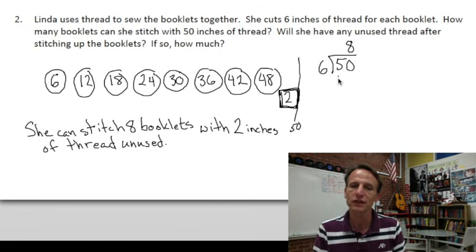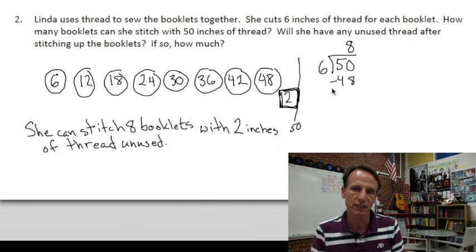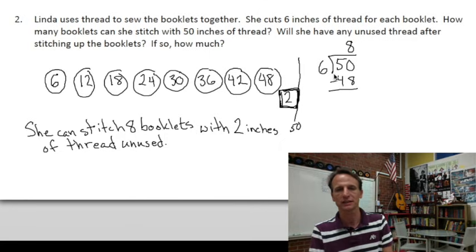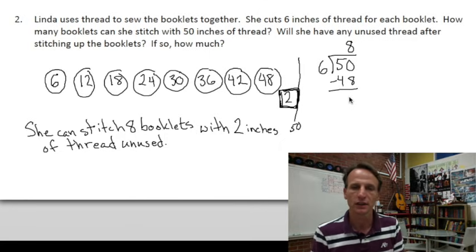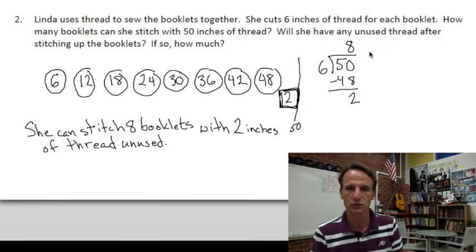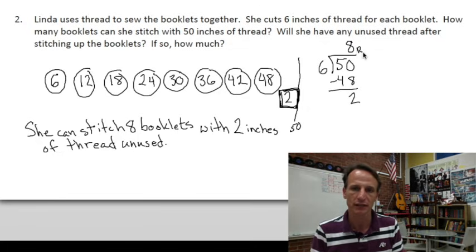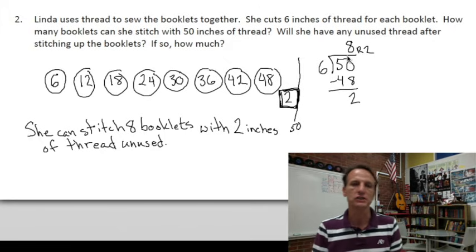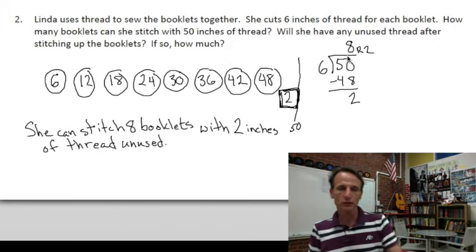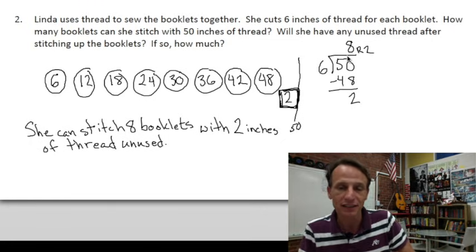So right now we've cut 48 inches out of that 50-inch piece. That's why we're subtracting here. And we, of course, get 2 as the difference there, and that's our remainder. That's our leftover here. So you see, this is what the division would look like. We are moving and grooving. Wonderful. See Linda again in number 3.